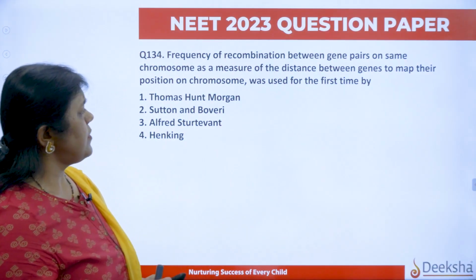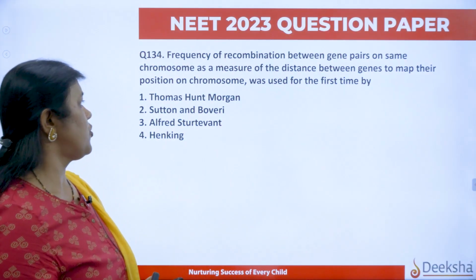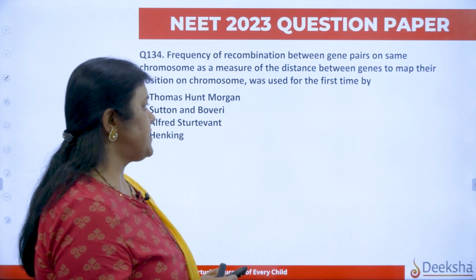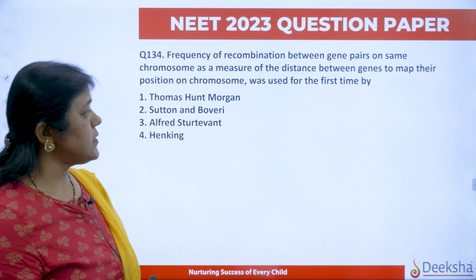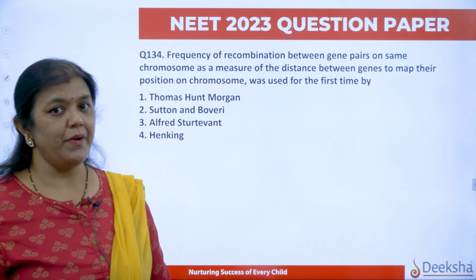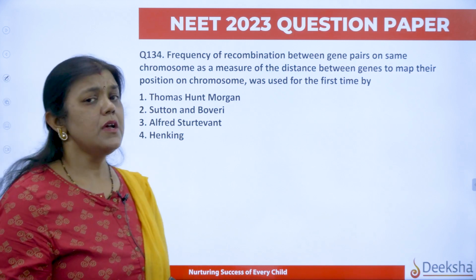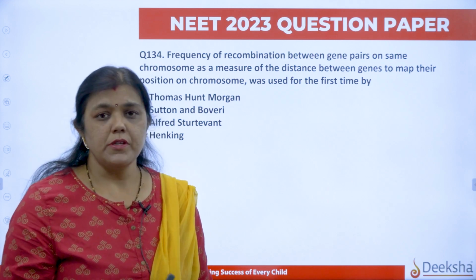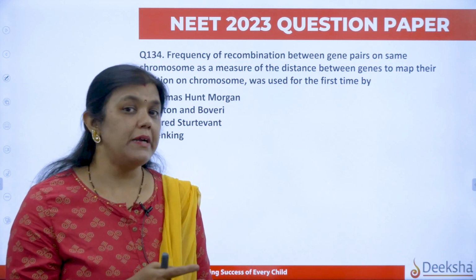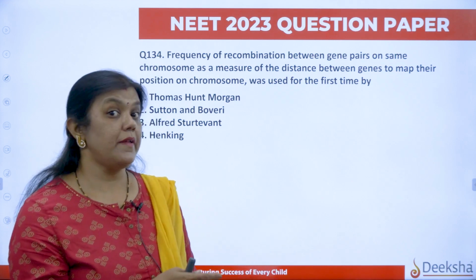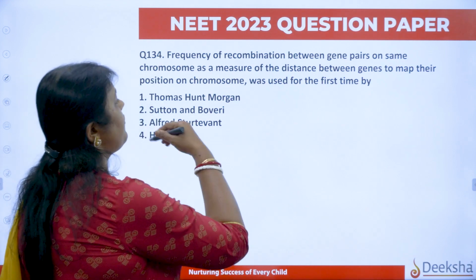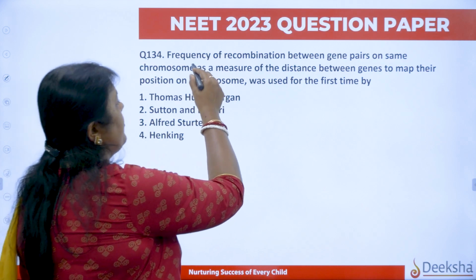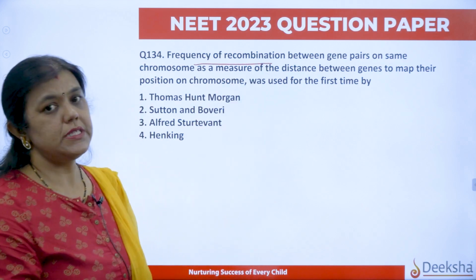Question number 134. Frequency of recombination between gene pairs on the same chromosome as a measure of distance between genes to map their position on chromosome was used for the first time by? This is from the chapter Principles of Inheritance and Variation, where we discussed Mendel's laws in the initial part of the chapter, and then we went to linkage and recombination. Here they are using the concept of linkage and recombination, see frequency of recombination between the gene pairs.